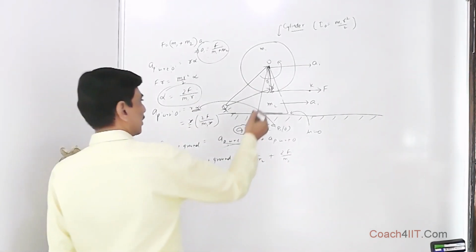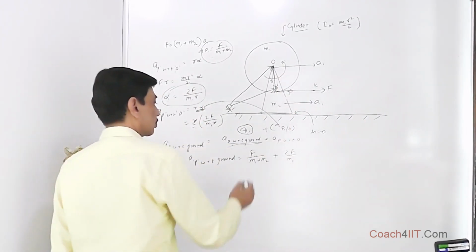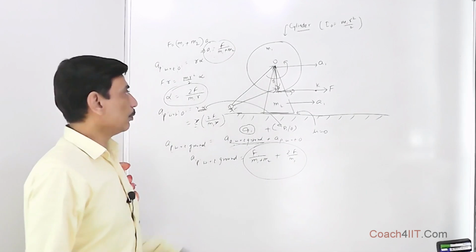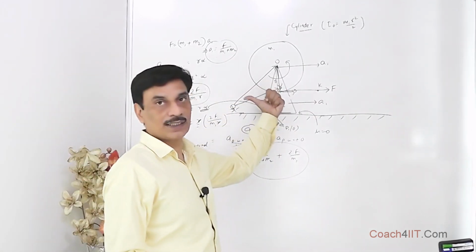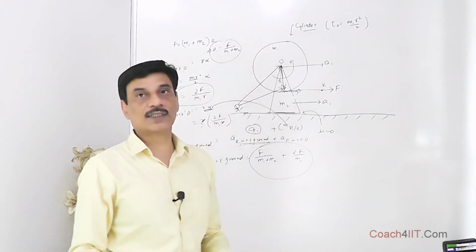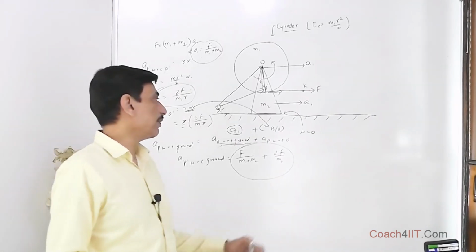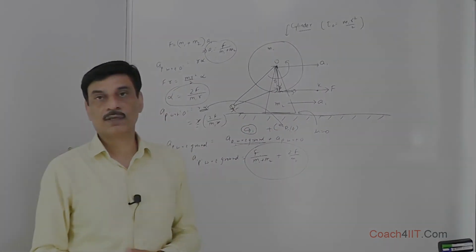So both accelerations are in the same direction, so simply add them. Had one been in this direction and the other in that direction, then you would have subtracted. That is how to do the vector addition. That's how you can find the acceleration of point P with respect to the ground.